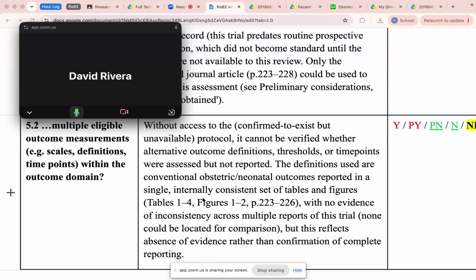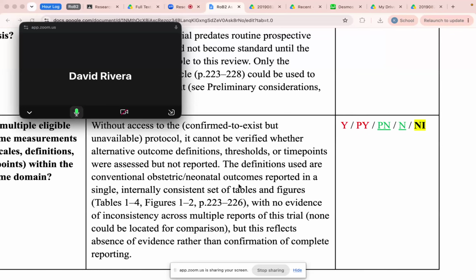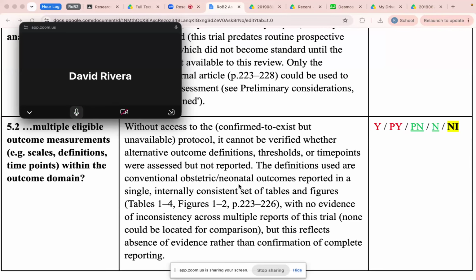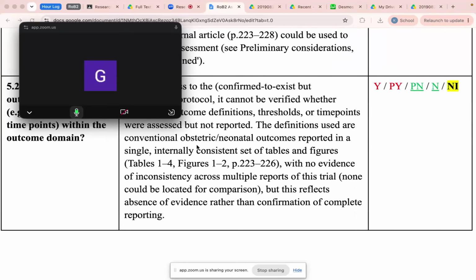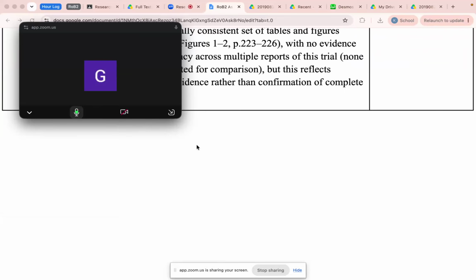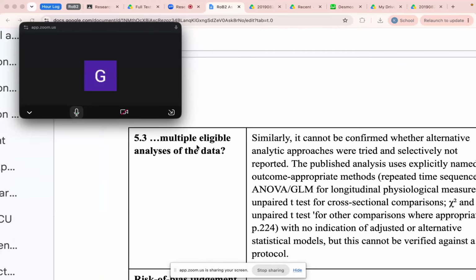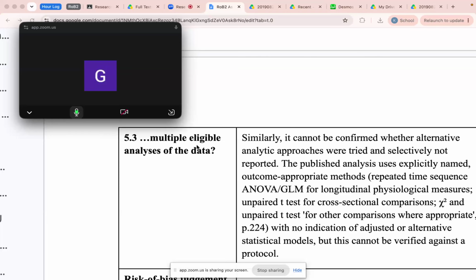Okay, I understand. Thank you so much for clarifying. So I think it would be no information based on that clarification. Does everyone agree? Yeah. Okay. We can move on to 5.3. Does anyone want to say their answer for 5.3 as well?